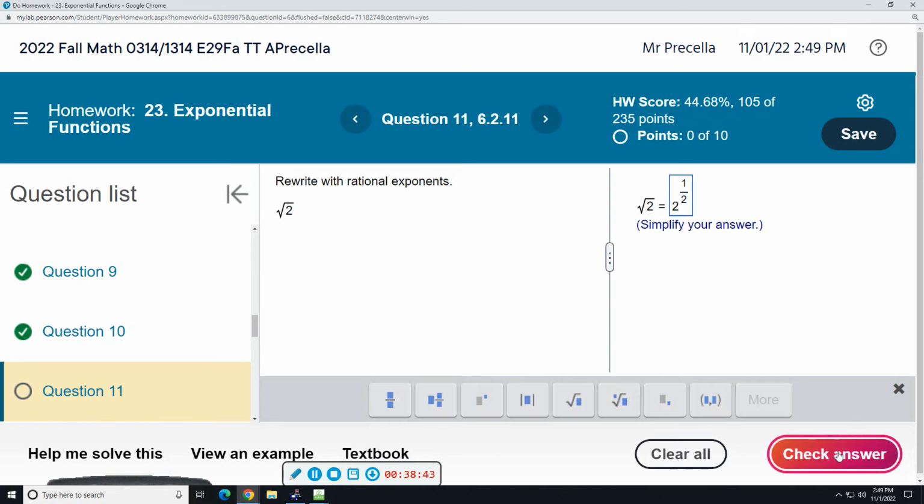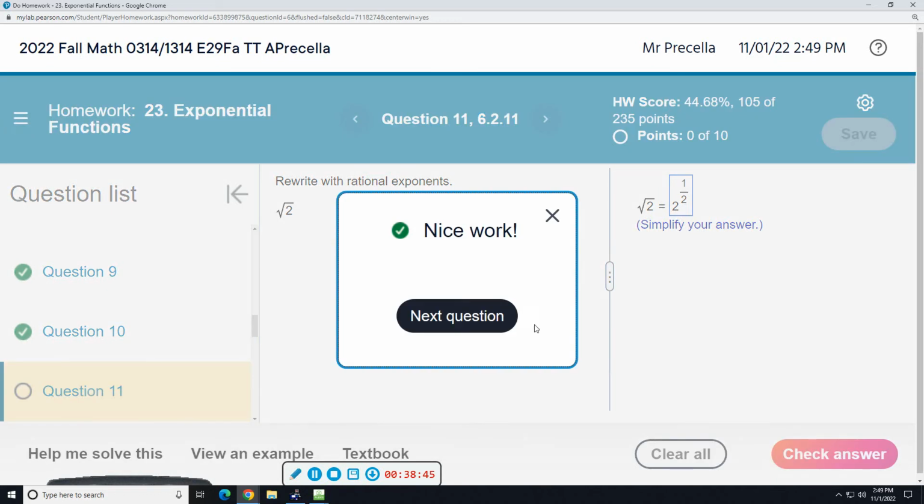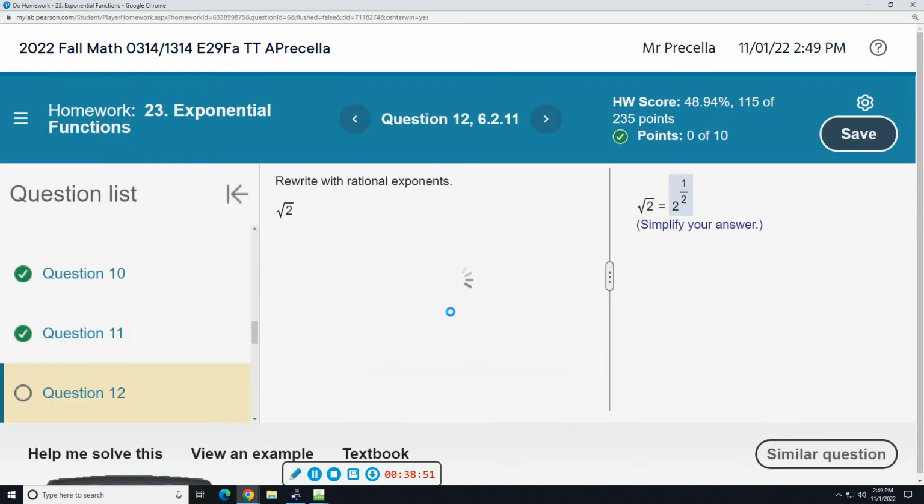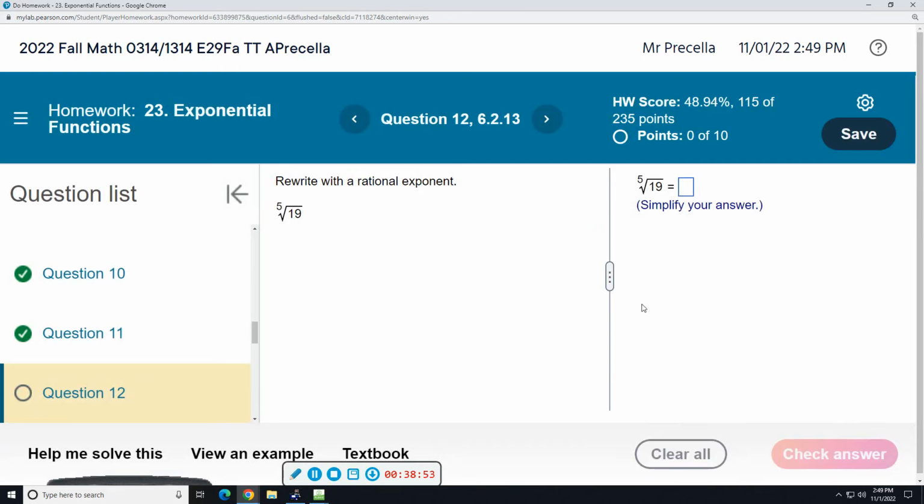So for those people who are unsure, it has to be 1/2. Because there might be some questions where it's like, what's this number to the 3/6 power? You know. Let's see. Number 12. 19 to the 1/5.